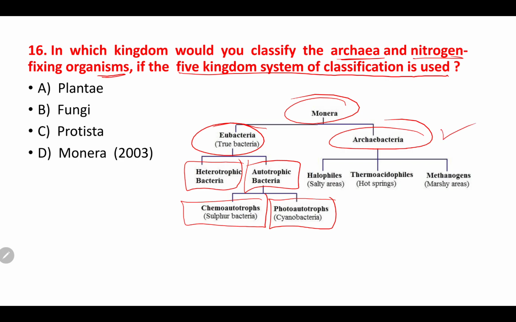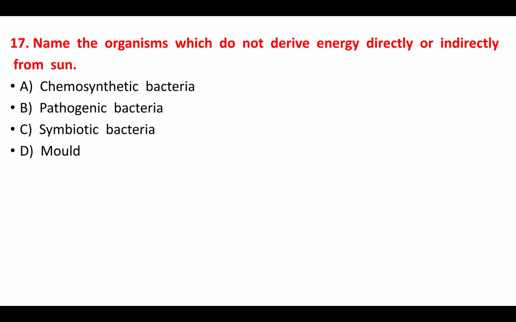When it comes to archaebacteria, they are classified into halophiles, found in salty areas; thermoacidophiles, found in hot springs; and methanogens, found in marshy areas. Now, let us move on to the question. They have asked you to classify archaea and nitrogen fixing organisms. They all belong to the kingdom Monera. So, option D.